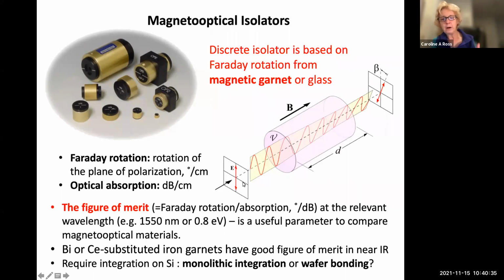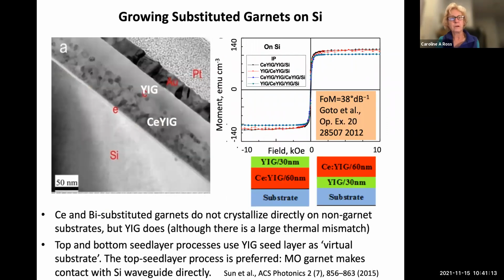So the two paths through the garnet or magneto-optical material are not equivalent. This is called non-reciprocity. So we want to have a material with a good figure of merit. That means we want a big Faraday rotation and a small optical absorption. So we're going to classify these materials according to their figure of merit, which is Faraday rotation divided by absorption. So this problem has been solved in bulk. These are all commercial isolators. You can buy one, and it works fine, but it's very difficult to produce that on a chip. And we've been interested in solving that problem.